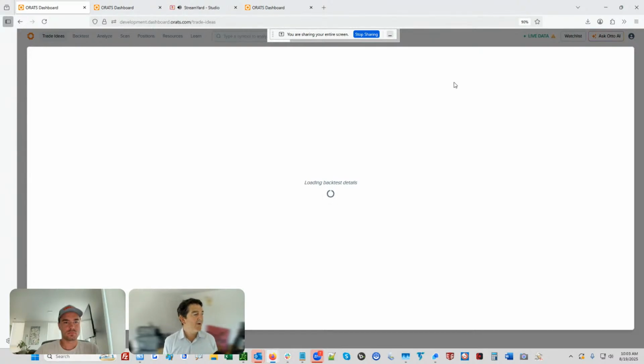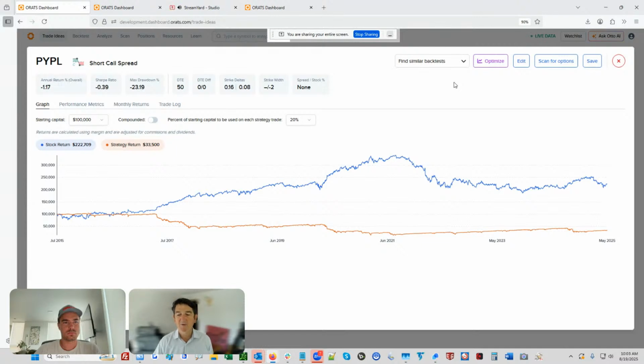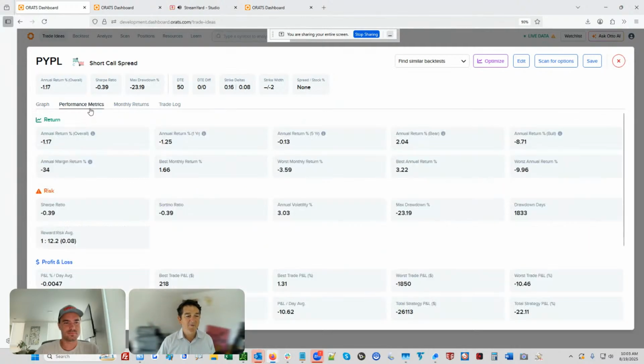With the market going up so much since 2007, it's hard to find strategies that look good from a short perspective, like a short call spread, short deltas, or long put spreads. So this is PayPal, a short call spread. Believe it or not, even though it's losing money, down 34% on a margin level, this is one of the better ones of the short call spreads.